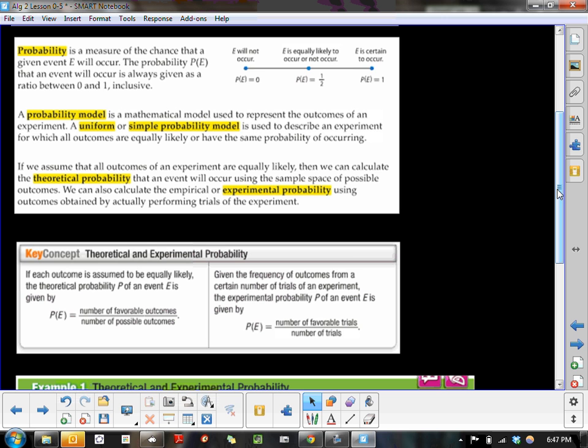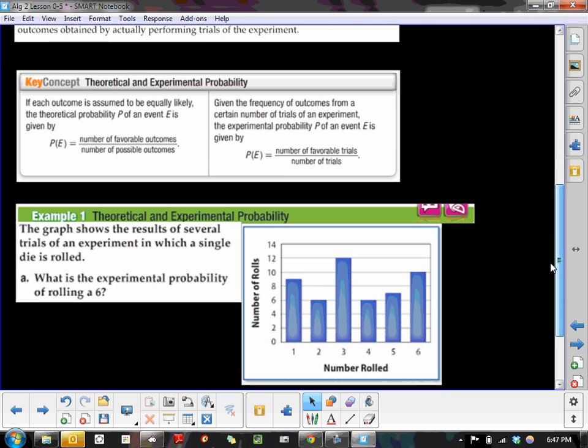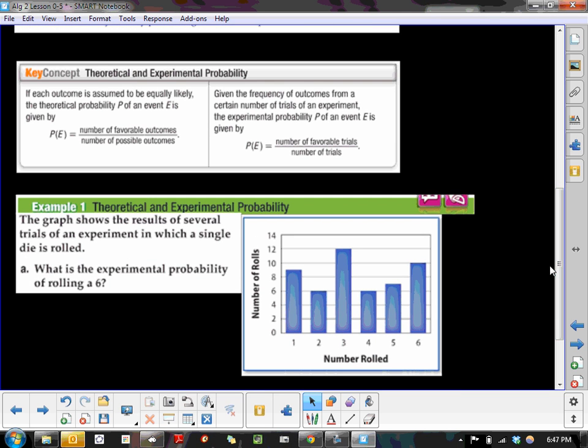So there's two basic concepts here: theoretical and experimental. When you think about theoretical, that's what we think should happen in the long run. And the experimental probability means that we're actually going to conduct the trials, and we're going to take the information that we got from our trials or experiment and use that data to try to calculate the probability.